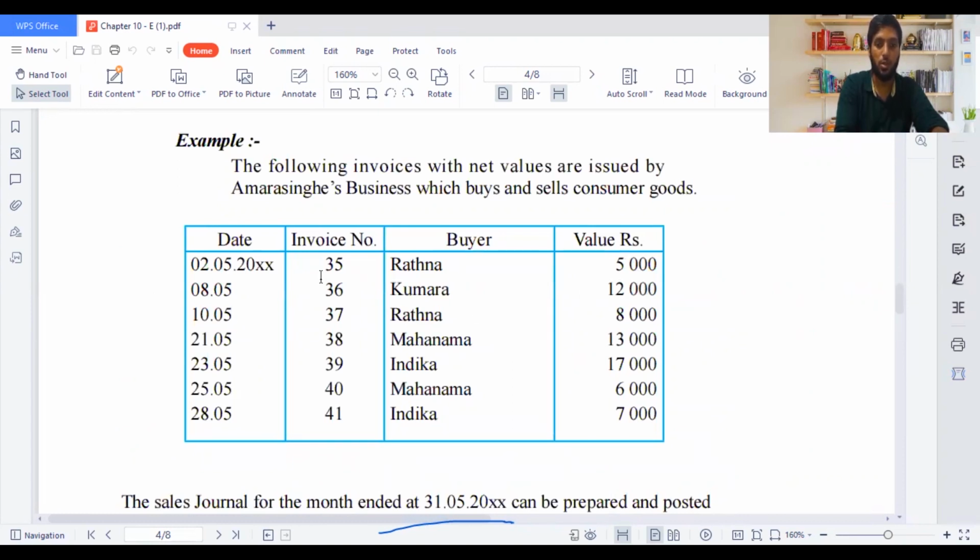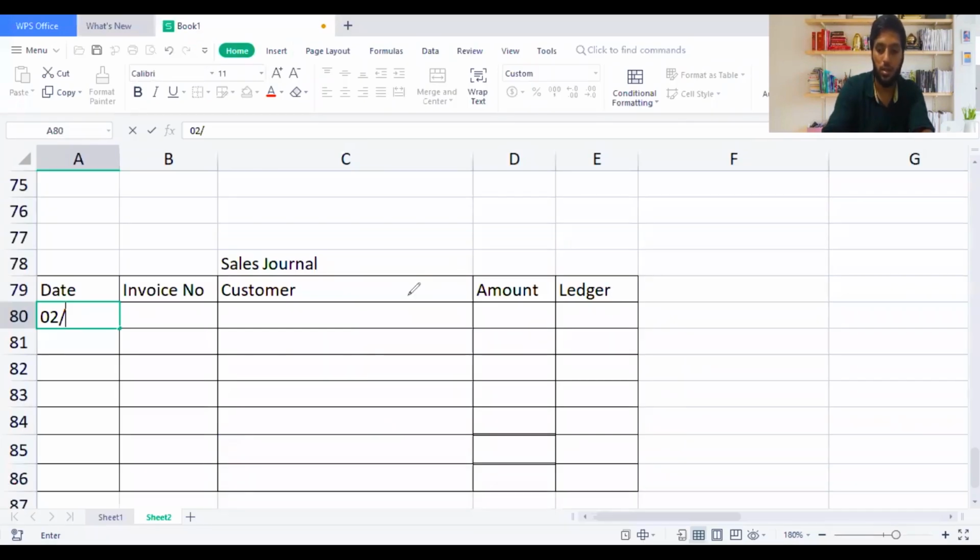On 2nd 5th 2000, Amara Singh, a business which buys and sells consumer goods, has given the sales journal for the month ended 31st 5th 2000, which can be prepared and posted to the ledger account. So now let me move on to Ratna, invoice number 35, 2nd 5th 2000. I'm going to write the date 2nd 5th, which is May. And let me move on to the invoice number. What is the invoice number? 35.